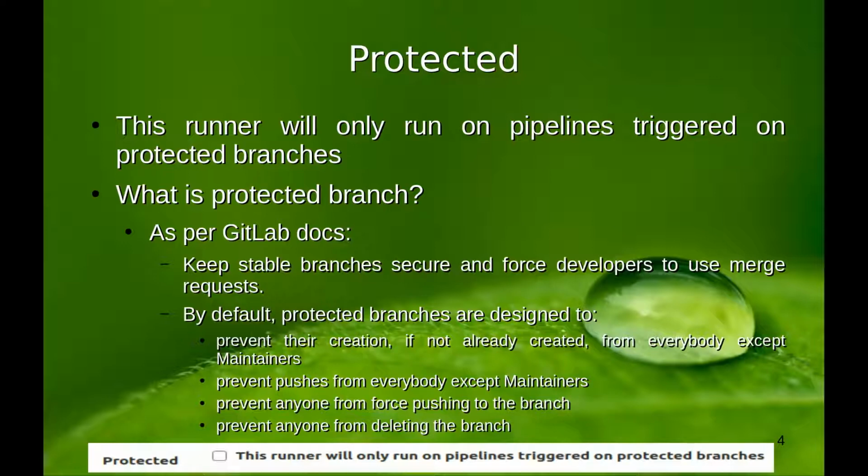So now what is a protected branch? As per the official GitLab documentation, it keeps stable branches secure and forces developers to use merge requests. By default, protected branches are designed to prevent their creation, if not already created, from everybody except maintainers, prevent pushes from everybody except maintainers, prevent anyone from force pushing to the branch, and prevent anyone from deleting the branch.